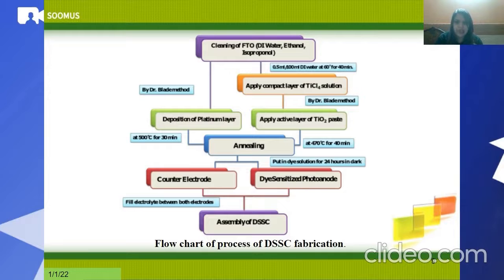Blade method, and then anneal this FTO substrate at 470 degrees for 40 minutes, and after that put this photoanode in a dye solution for 24 hours in the dark. On the other hand, we take one more FTO to deposit the platinum layer with the help of the Dr. Blade method, and then an annealing process takes place at 500 degrees for 30 minutes.